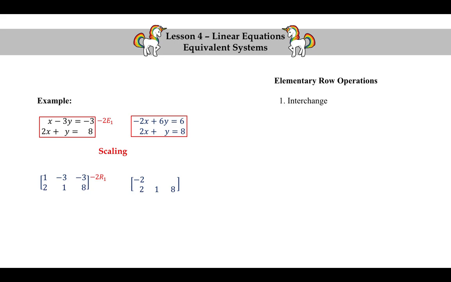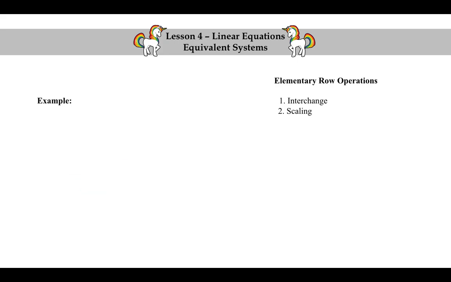And now we're going to go ahead and multiply each entry of that first row by negative 2. Negative 2 times 1 is negative 2. Negative 2 times negative 3 is 6. And again, negative 2 times negative 3 is 6. Okay, so that was our second elementary row operation. This one was scaling.